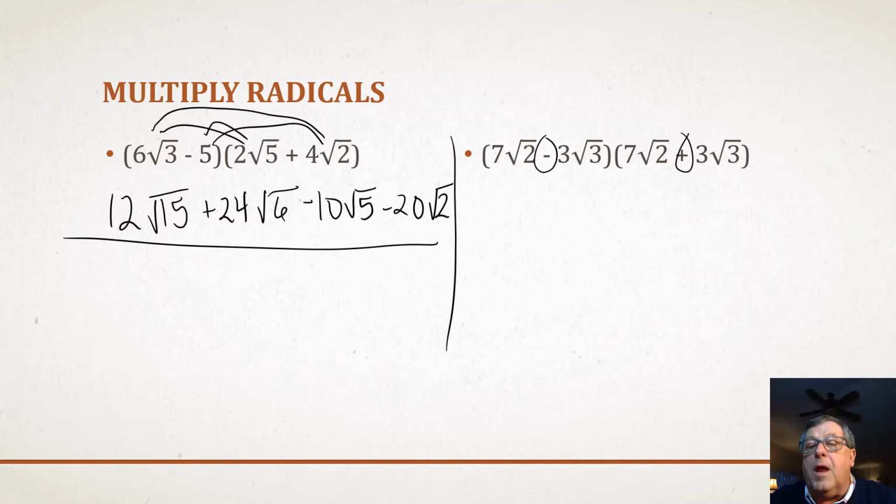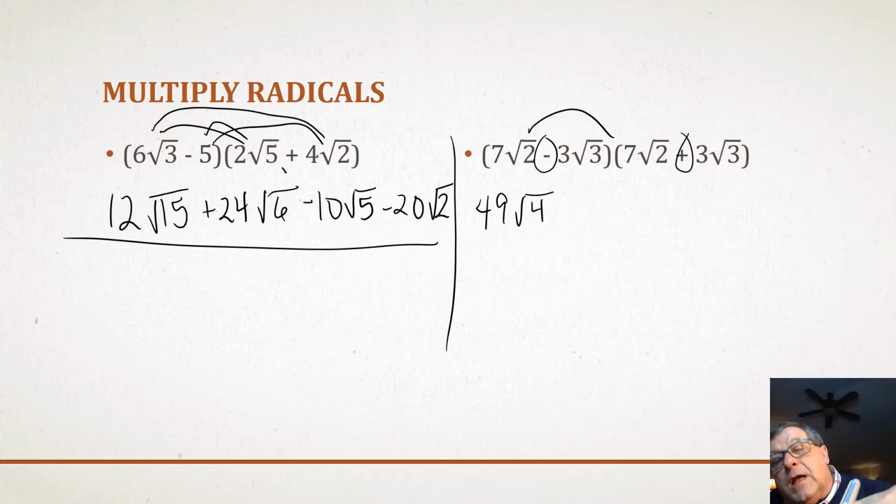And the good thing about multiplying the conjugates, when I get through with this, I shouldn't have any radicals left in this expression. Let's see if that's true. All right, so we've got our first. 7 square root 2 times 7 square root 2. Well, that's 49 square root of 4. Then 7 square root of 2 times 3 square root of 3. That's going to be plus 7 times 3 is 21. Square root 2 times square root 3 multiplied together is square root of 6.